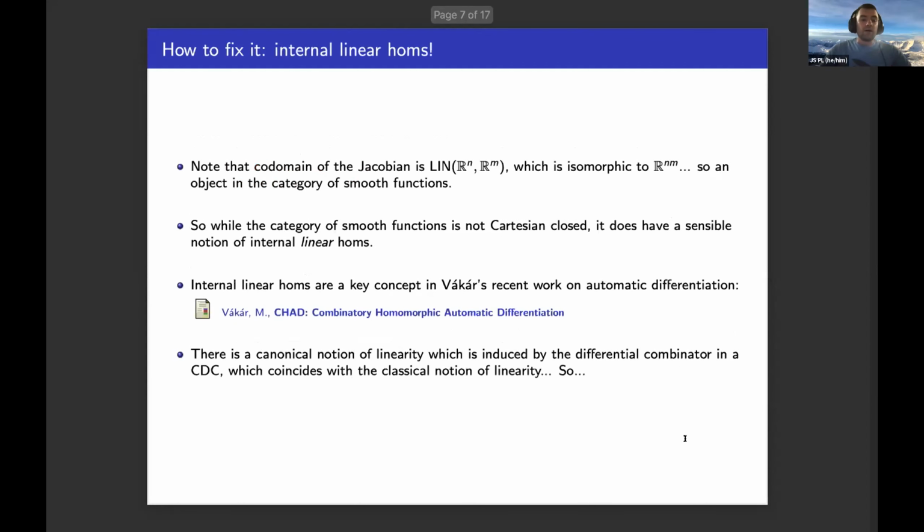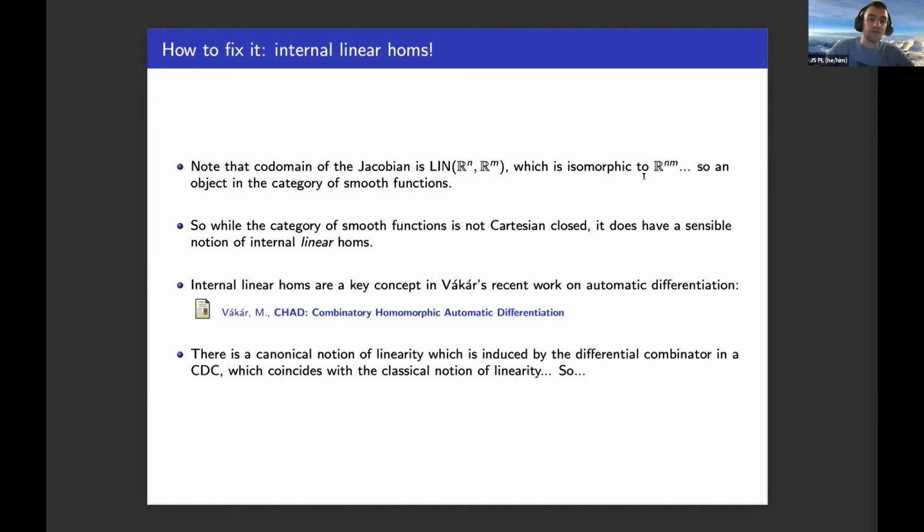Now, remember that a few slides ago, I mentioned that the codomain of the Jacobian can be interpreted as the linear maps from R^n to R^m. And as a vector space, this is isomorphic to R^(nm). So from that point of view, it can be seen as an object in my category of smooth functions. So while the category of smooth functions is not Cartesian closed, there is a sensible notion of internal linear Homs. And this is the key concept that makes this whole story work.